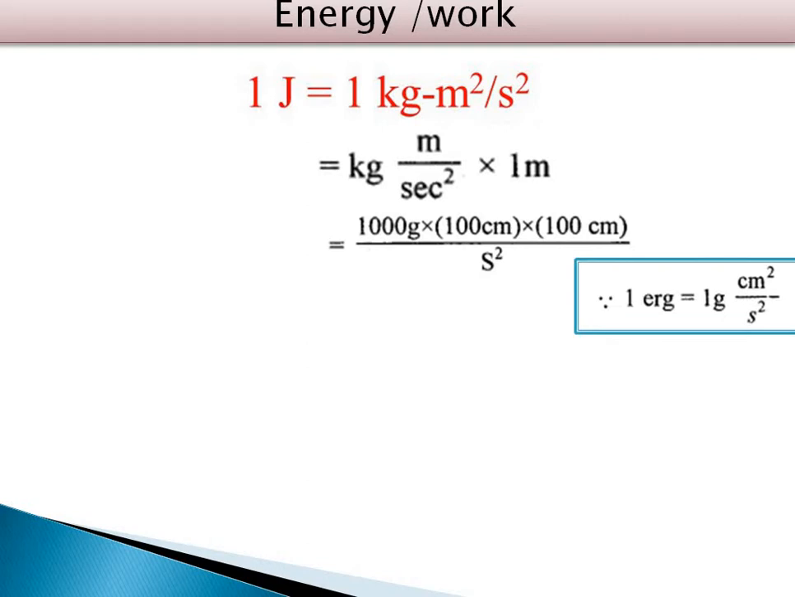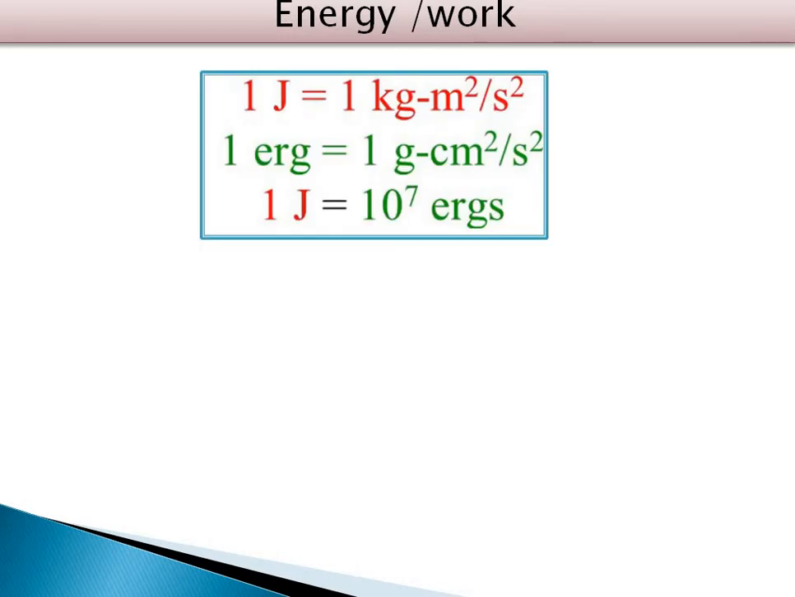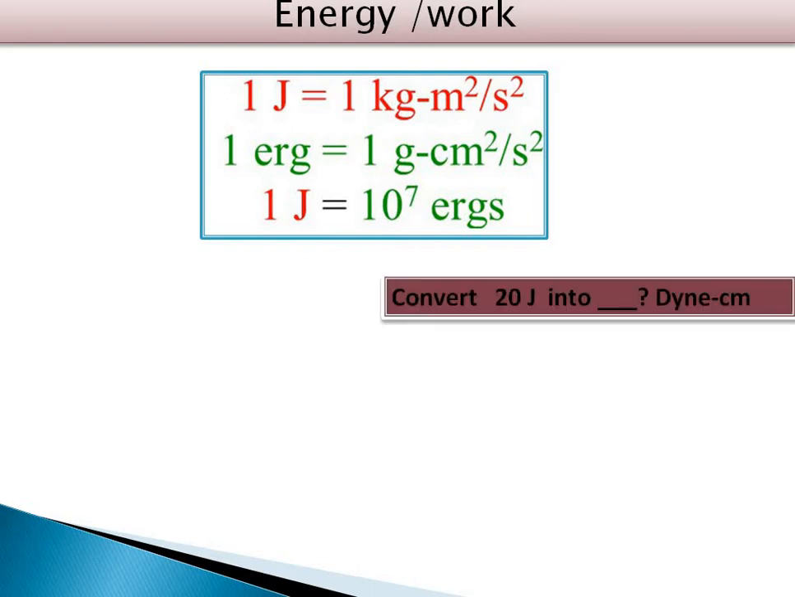So 1 erg is equals to, because 1 erg is nothing but 1 g centimeter square per second square, so it becomes this much gram centimeter square per second square. So 1 joule is equals to 10 to power 7 ergs. Okay, again in energy and force conversion, therefore we can write as 1 joule is equals to 1 kg meter square per second square, 1 erg is equals to 1 gram centimeter square per second square, and 1 joule is equals to 10 to power 7 ergs.